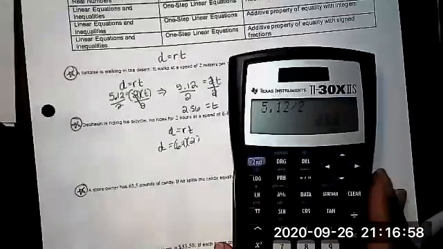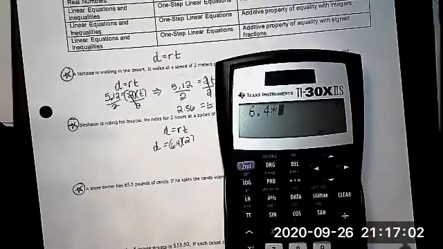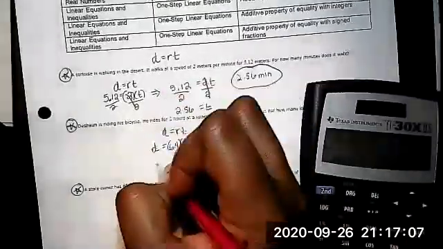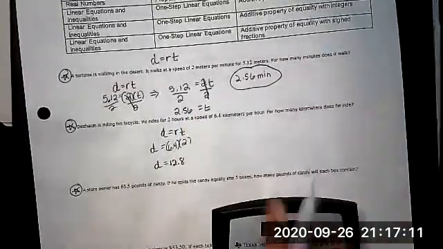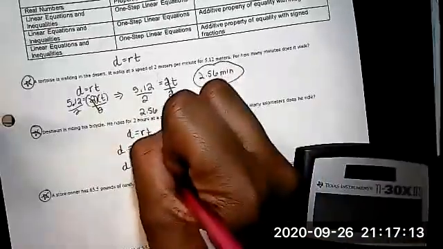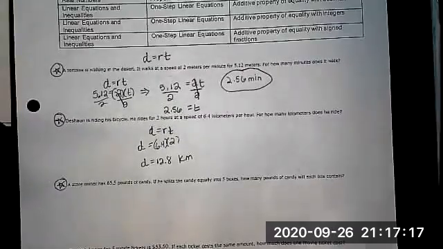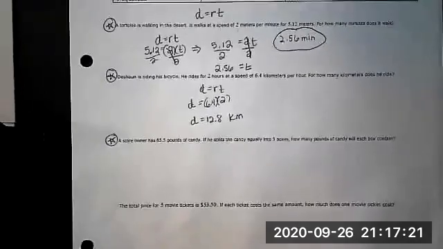So we are just going to multiply these two. 6.4 multiplied by 2, you get 12.8 as your answer. So the distance is 12.8, and it tells you here how many kilometers, so it's 12.8 kilometers. Okay? That is our answer there. All right, so let's go down to the next one with the star.